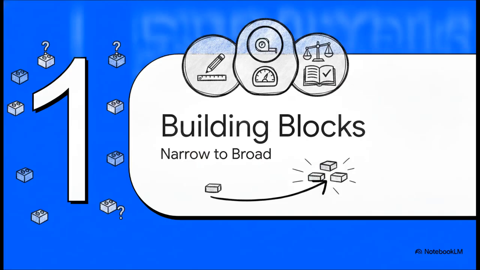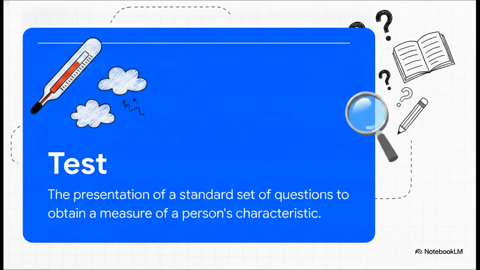All right, Section 1, the assessment building blocks, moving from narrow to broad. You know, in education, people tend to throw around the words test, measurement, and evaluation like they literally mean the exact same thing. But they don't. Actually, think of them kind of like Russian nesting dolls. A test is the absolute narrowest, smallest doll in the set. Simply put, it's just the presentation of a standard set of questions meant to be answered.